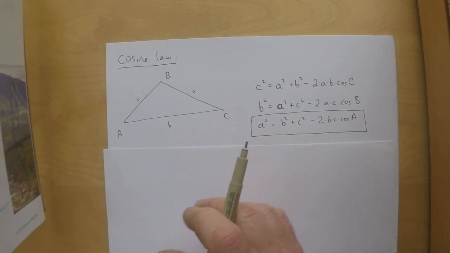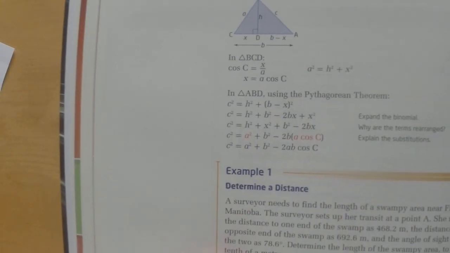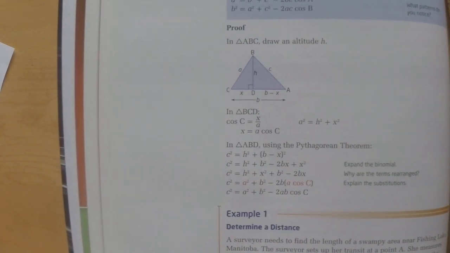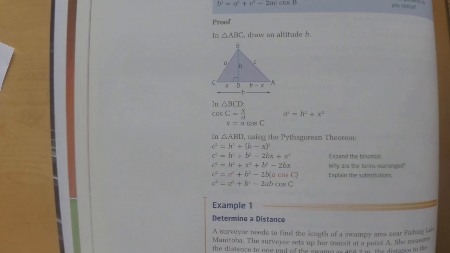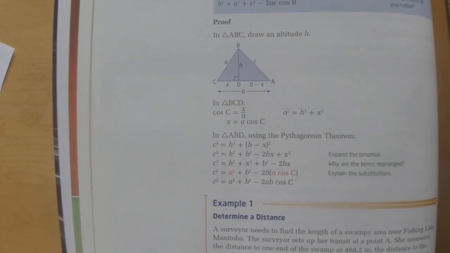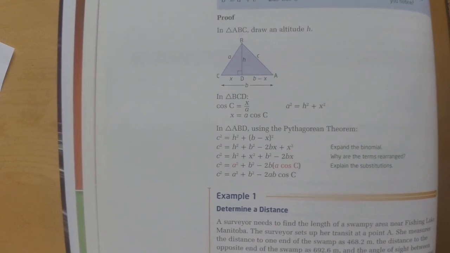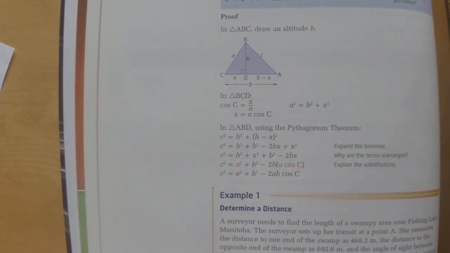If this interests you, the actual proof for it is right here, which I'll hold up. It's in your textbook as well. You could read through that proof of where the actual cosine law comes from if it interests you. I'm not going to go through it. It is detailed but fun. That's my Friday night math party right there.